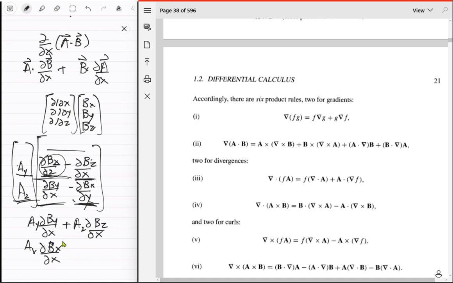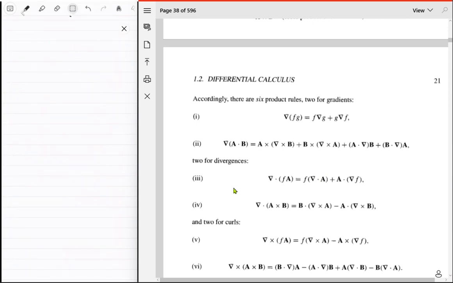Look at this one and look at this. Makes sense, right? This is exactly the same thing as this one. And similarly, for this term and that term, you will get Bx partial Ax upon partial x, and then By partial Ay upon partial x, and so on. So it will actually match up. This does work. It makes perfect sense. We're not just taking the partial derivative of the first term, Ax Bx. We're taking the partial derivative of Ax Bx plus Ay By plus Az Bz.